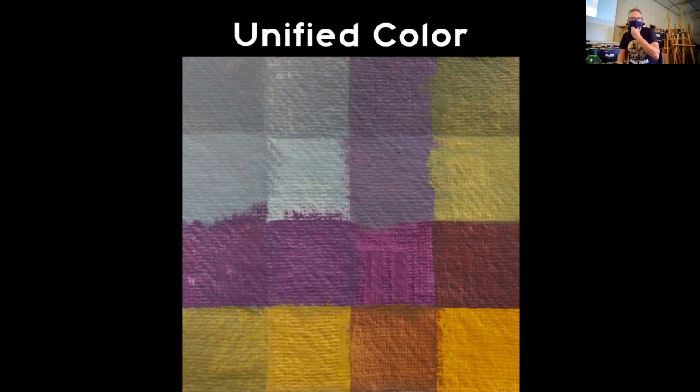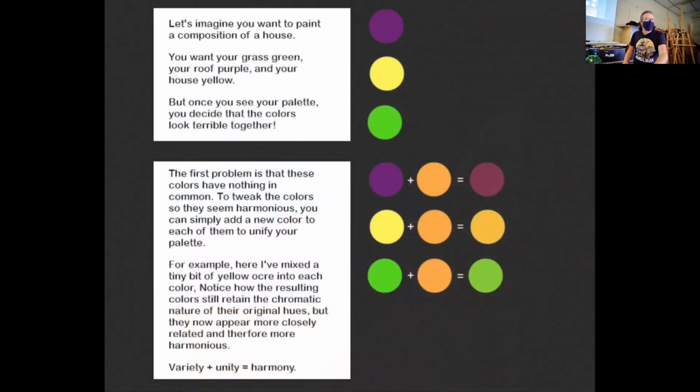The unified color, this one is a bit of a newer idea for a lot of students. Unified color. Now, there are lots of ways to unify your color palette. This is one that we're going to talk about in particular. All right, so I made this little scenario. I want you to imagine that you're wanting to paint a composition of a house. And you've decided you want your grass green, you want your roof to be purple, and you want your house to be yellow. All right, and so you pick out your colors, but then when you look at them, you're like, well, actually, these look kind of horrible together.